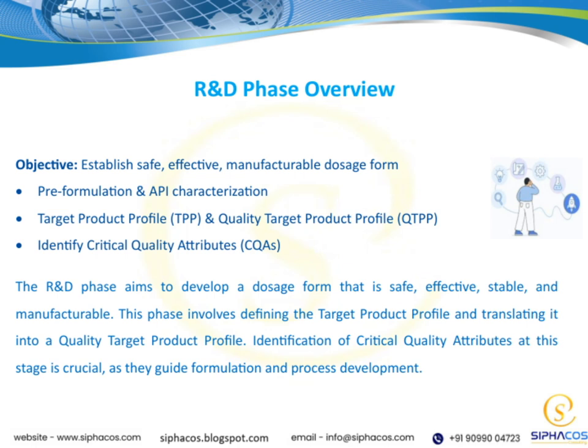These are the characteristics of the product that are essential to ensure its safety, efficacy, and quality. Recognizing these attributes early on guides the formulation process and helps us develop a robust manufacturing process. Overall, this phase is about laying a solid foundation, making sure we understand the product's requirements thoroughly so that we can develop a dosage form that meets all safety, effectiveness, and quality standards.